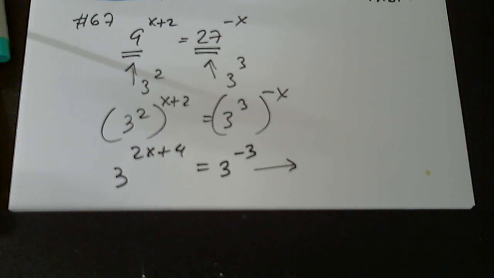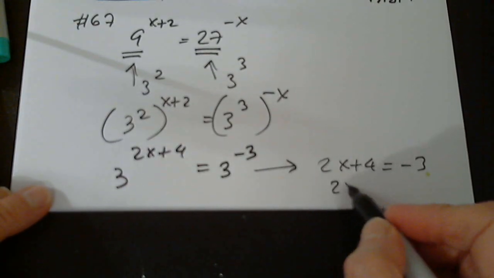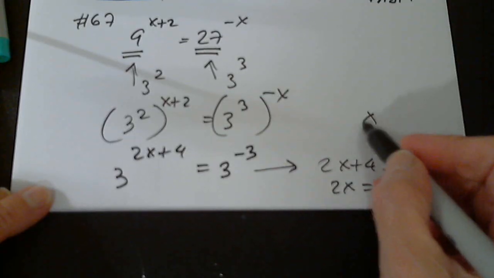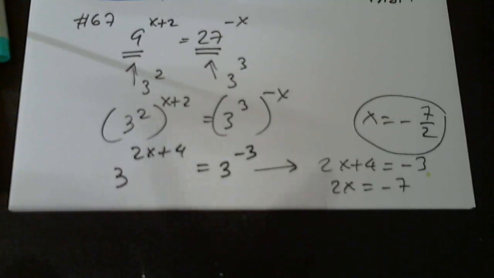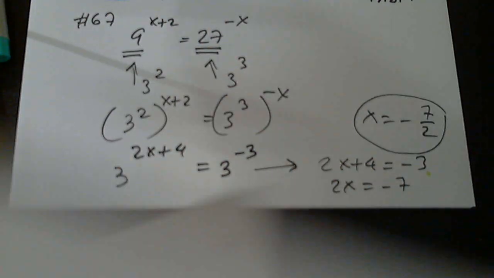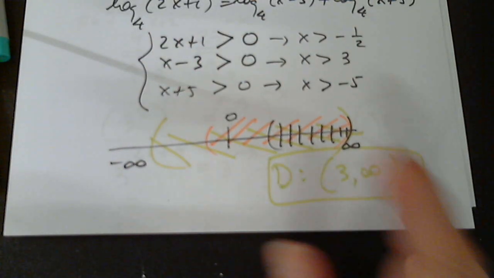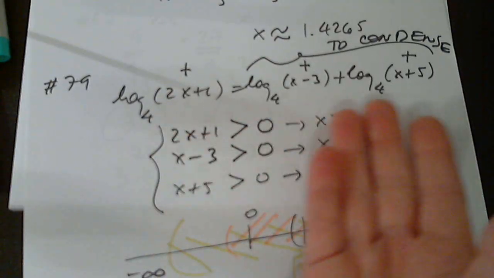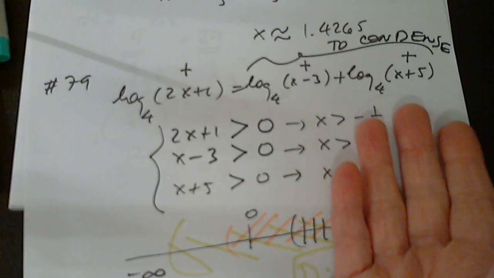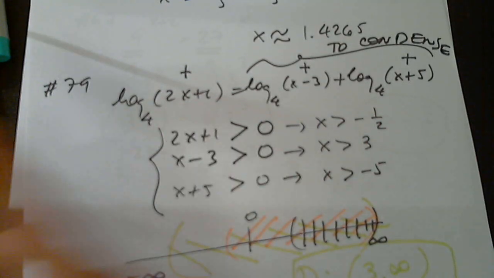Set them equal to each other. Of course. So the powers have to be the same. So 2x equals negative 7, so x equals negative 7 halves. No restrictions, no worries. This is an exponential equation. I didn't have to go through this. Not necessary. Exponentials exist for any power, not log. Logs don't exist on negative or 0, as we looked at on the calculator.